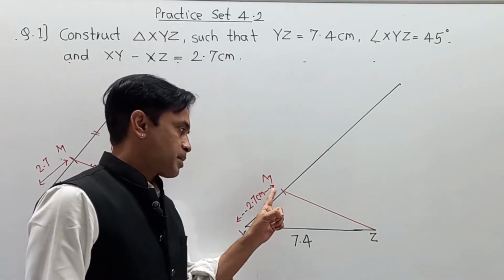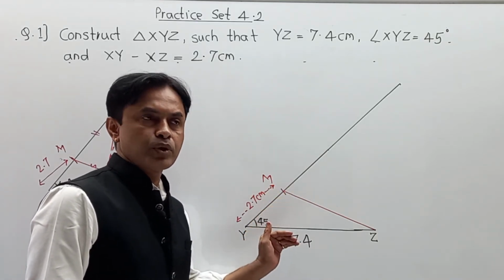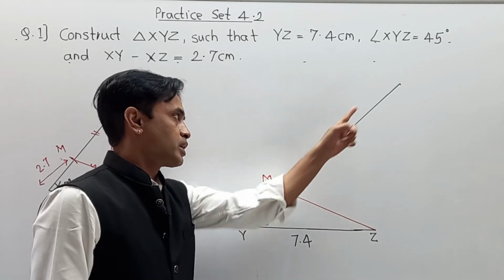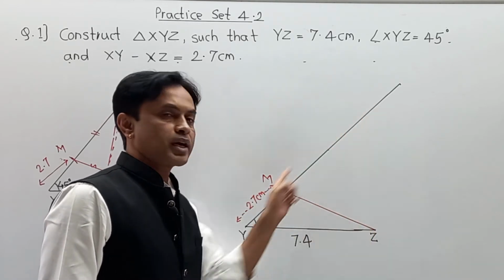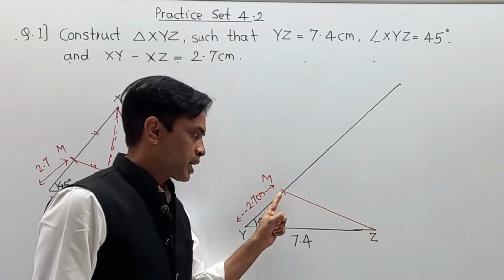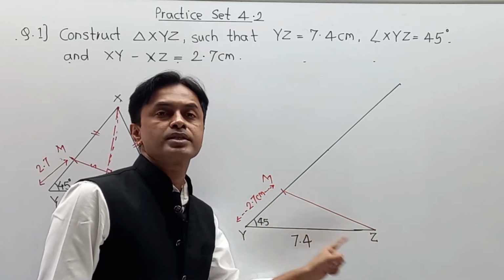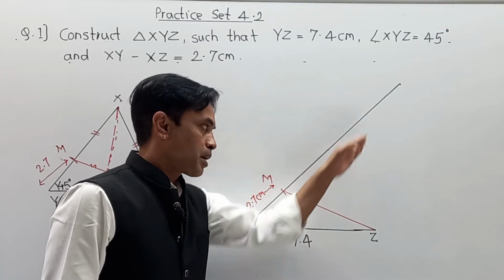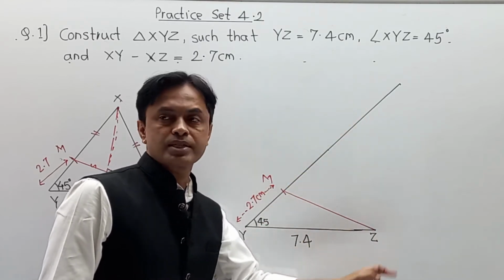Remember, this point M is inside the diagram over here, but it is not an actual part of it. Somewhere X, Y, Z, this triangle will be like this. Now I have joined M, Z over here, and now we have to draw the perpendicular bisector of MZ.